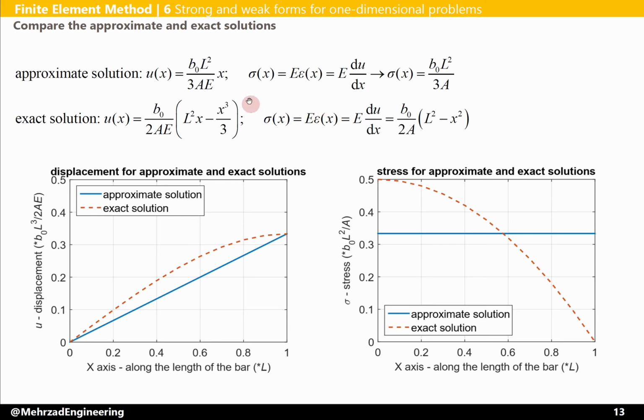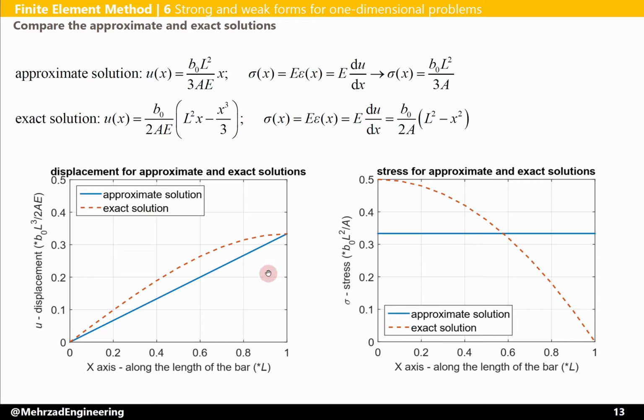So we need to take the first derivative of the displacement function, and this will be the result b0 over 2a times l to the power of 2 minus x to the power of 2. Now, for the sake of comparison, I have plotted the displacement for approximate and exact solution. The solid blue line is for approximate solution, and dash red line is for exact solution.